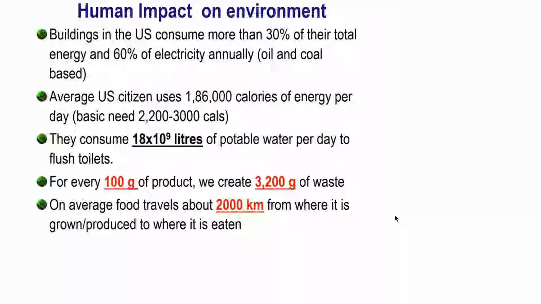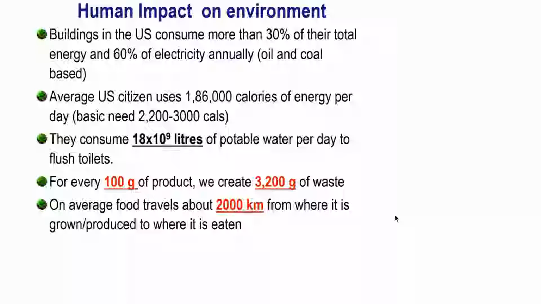For example, if we take buildings, they look like dead systems, where there is no particular thing that we can assign as an environment. But at the same time, buildings require, for example, sometimes heating, or sometimes, if it is in hot countries, you require cooling. So these buildings consume a whole lot of energy. An example is in the US, where many buildings consume more than 30% of the total energy, and 60% of electricity annually, which is oil and coal based. This shows the indirect impact on the environment or the earth's resources in terms of buildings.